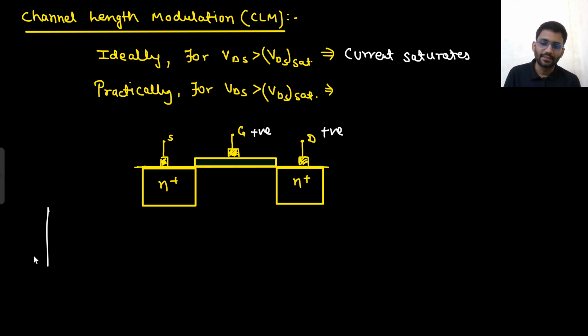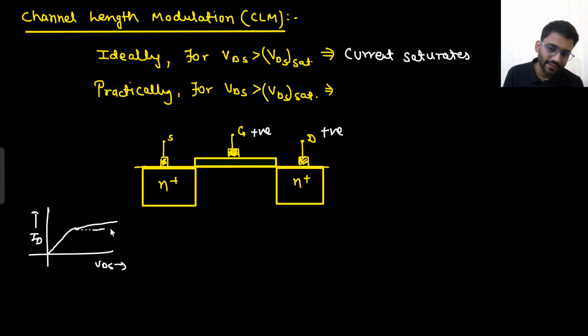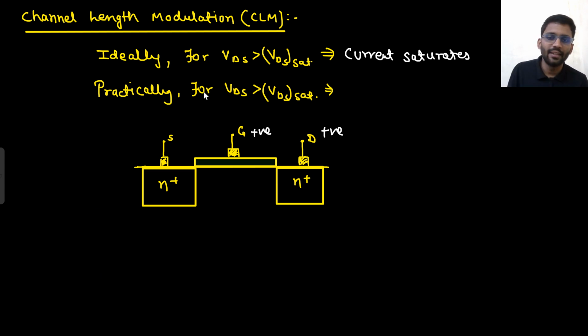But practically what happens, when you increase VDS, it increases linearly, then it nearly saturates. That means it will rise a bit. It is not saturated. Saturated would have been like this, but it will rise slightly. So even after the saturation voltage, the current doesn't saturate. It rises slightly, very low. So this I will write. Practically, for VDS greater than VD sat, current rises slightly.